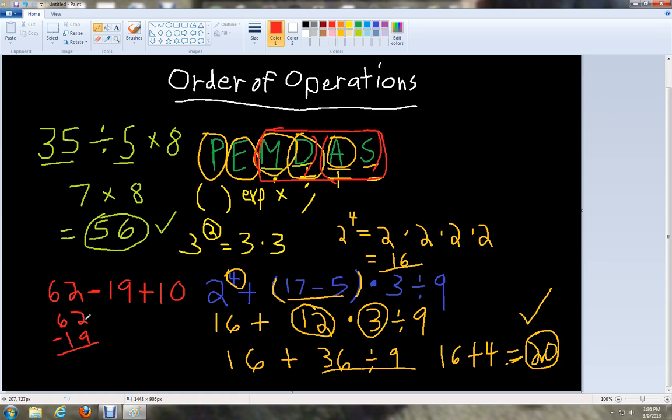So 9 can't go from 2, can't subtract that. So we have to borrow, make 5, and 12. 2 plus 10 is 12, right? And then 12 minus 9 is 3, and 5 minus 1 is 4, so that's 43. So we have 43 plus 10, and then that'll give us 53.